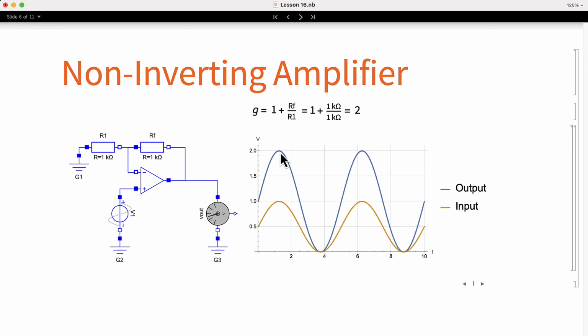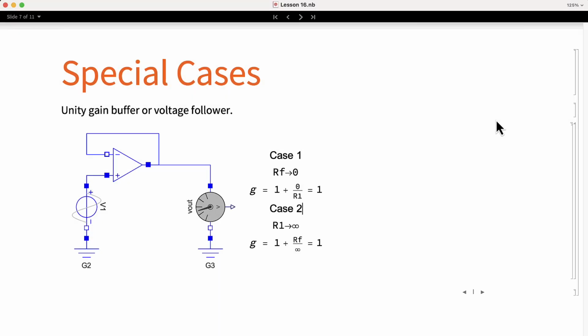The formula for the gain of the non-inverting amplifier reveals two special cases. What happens if the value of RF is 0 ohms? In that case, the output of the amplifier is connected directly to the input, and we get that the gain of the amplifier is 1. The second case is when the resistor R1 is infinity. An infinite resistor is equivalent to not having a resistor, so we will completely remove it from the circuit. In that case, we end up with a gain of 1.